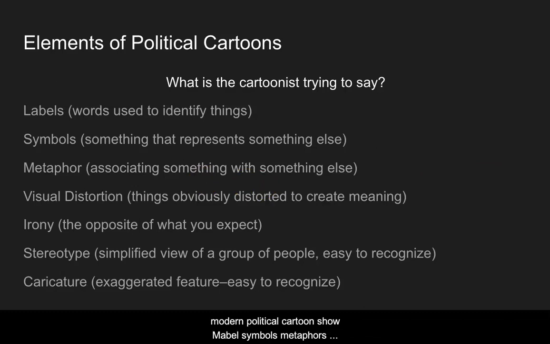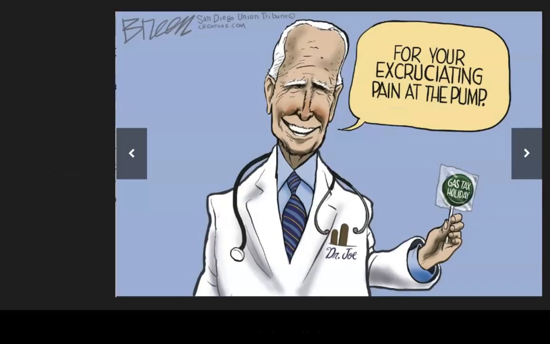So labels, symbols, metaphors, visual distortions, irony, stereotypes, caricatures. Let's look at these without talking about them first. Let's look at them in a relatively current political cartoon. So this is a cartoon about President Biden. And how do some of these things show up?